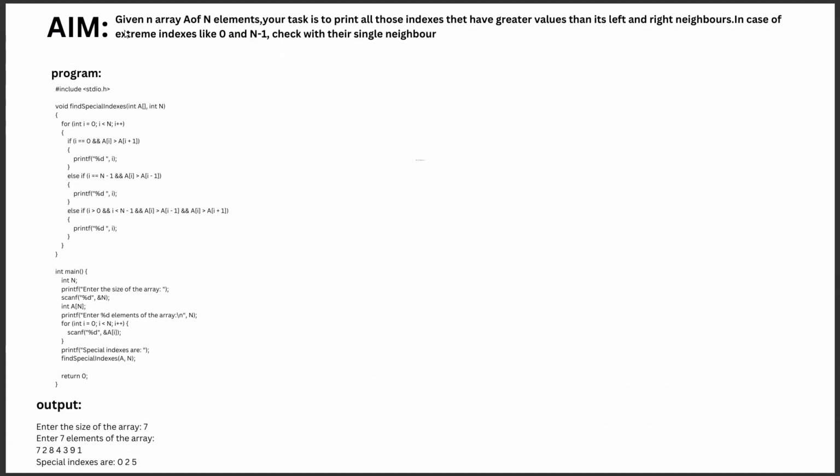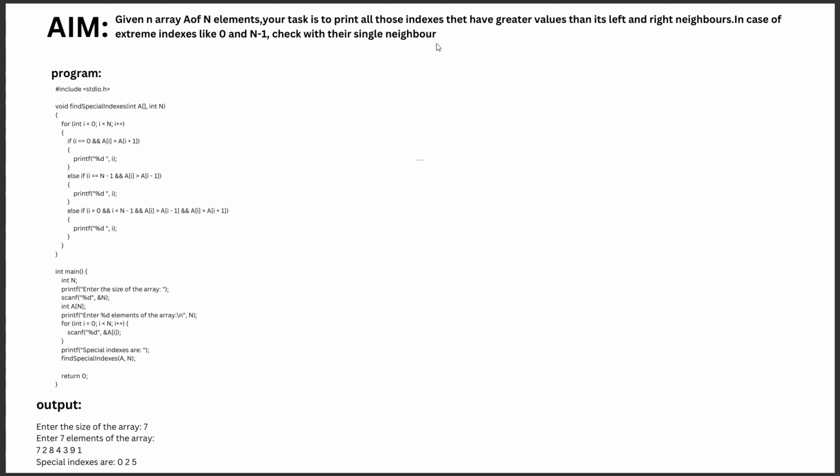And the aim is: given an array A of n elements, your task is to print all those indexes that have greater value than their left and right neighbors. In case of extreme indexes like 0 and n minus 1, check with their single neighbor.